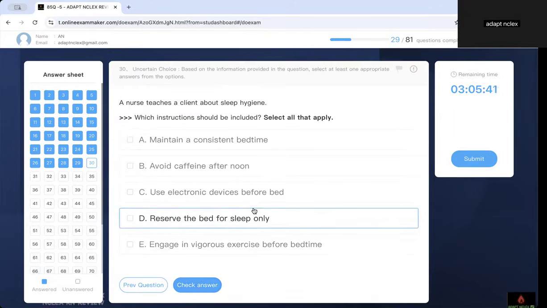The next question: the nurse teaches the client about sleep. Of course, it's calming. Sleep, falls, and mobility are why I spend time on these areas. They will show up. Which instructions should the nurse include?